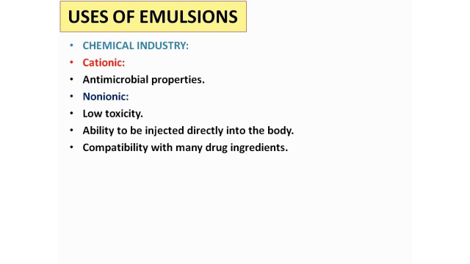Same only. Next, uses of the emulsion, where it is used. We have come through the whole chapter of emulsion, right? In the chemical industry, cationic emulsion you can use for antimicrobial properties. Non-ionic emulsion you can use for, as they have low toxicity, they can be directly injected into our body. Even they have compatibility with many other drug ingredients, right?